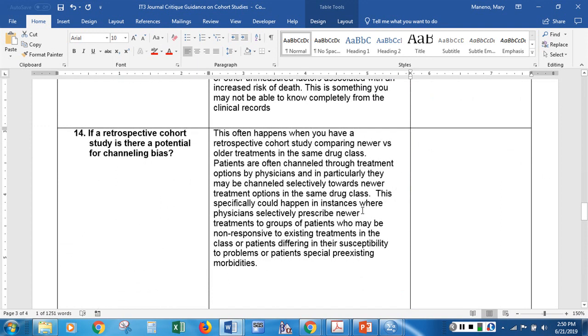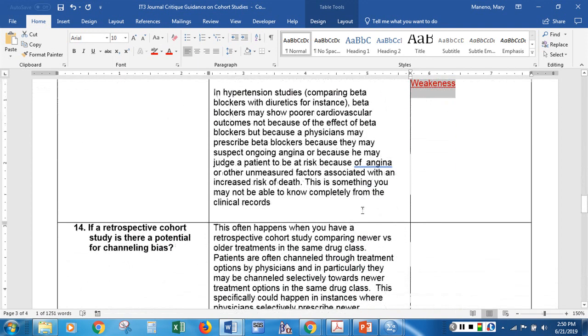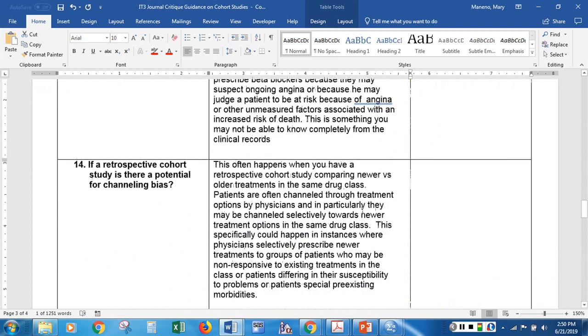Same thing, item 14 is related to item 13. Channeling bias. This also happens because physicians selectively prescribe newer treatments to sicker patients. Same issue brought up, where if you're picking a newer drug compared to an older drug, the newer drug looks worse, just because the physicians are saying, well, these are patients that could not be managed on these other conditions, so let's give them this new treatment in the hope that they're going to get better, right?